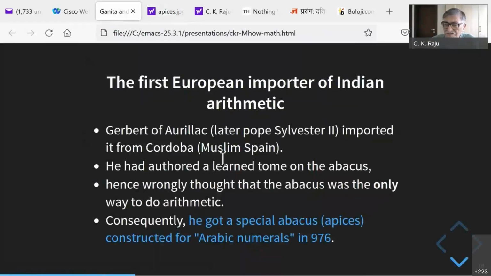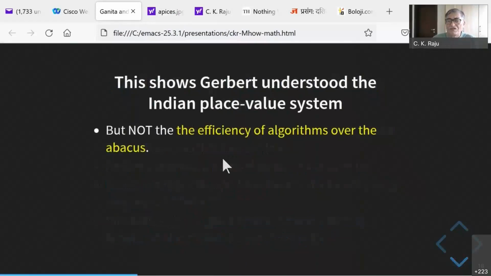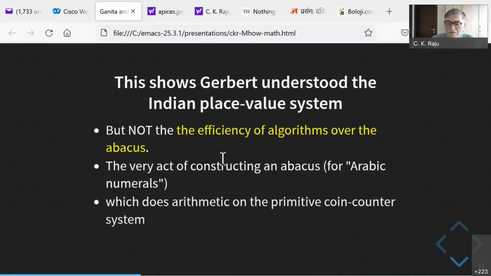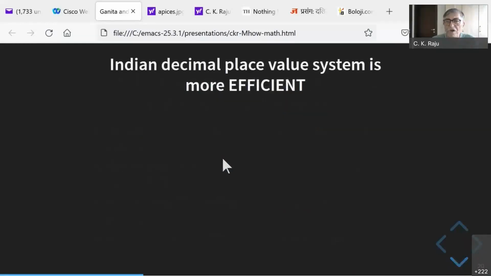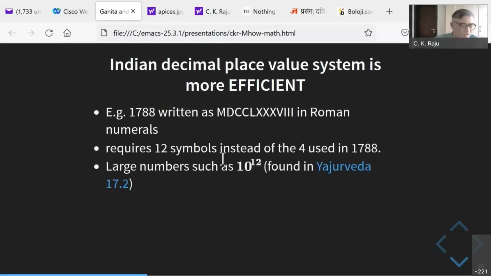It's not that he did not understand the decimal system. He understood the decimal system. He understood the place value system. But he did not understand the efficiency. Because he got an abacus constructed, it's a subtle point. The efficiency of Indian arithmetic depends upon the algorithms and not the primitive coin counter system which is used in the abacus, in the Roman arithmetic, the way Romans or Europeans did it. So this is the point. It is more efficient. It's not about 0. It's not about the decimal place value system. It is efficient. So let's take a simple example.